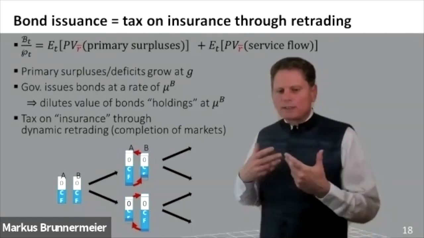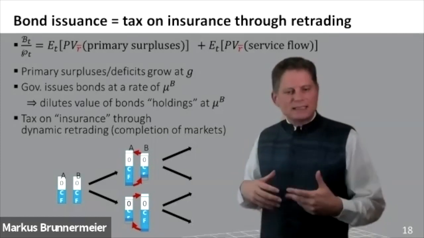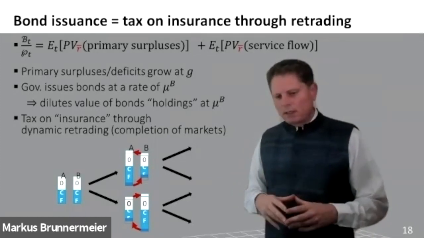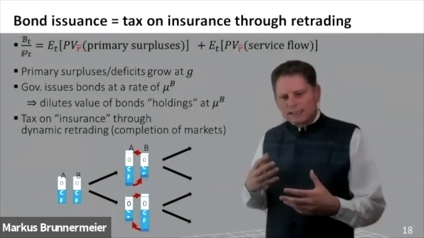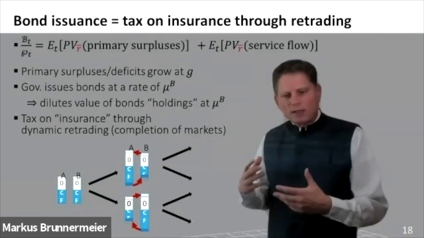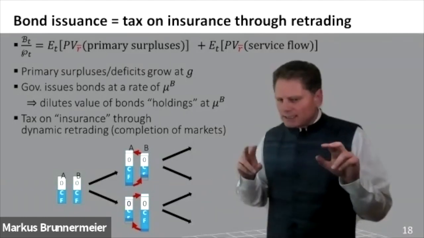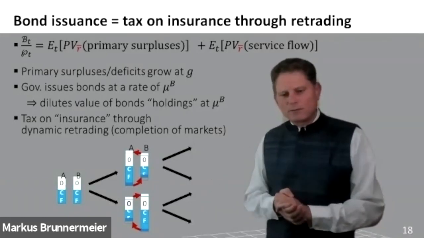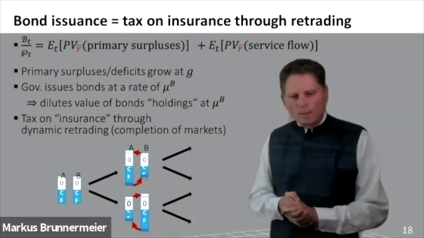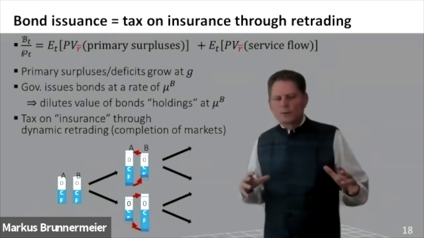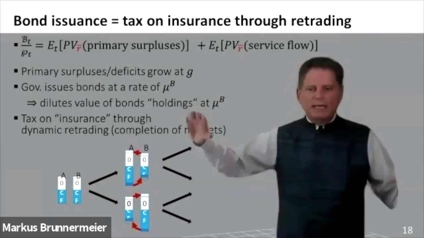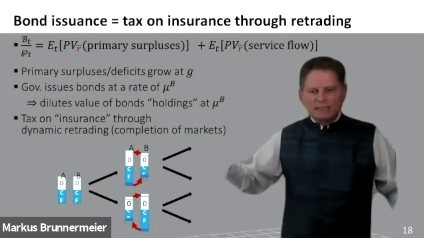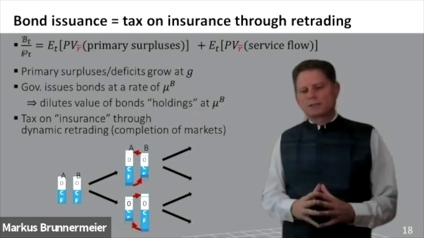Diluting the value of the bonds you're holding is like a tax on holding these bonds. And here, we hold these bonds to retrade. That's the only way we can insure each other. But if the government dilutes the value of the bonds, it's like a tax on the insurance, on the self-insurance. That's how you have to view that. If the government debt expands and is expected to expand a lot, we expect to be taxed, and hence we cannot self-insure each other so much.